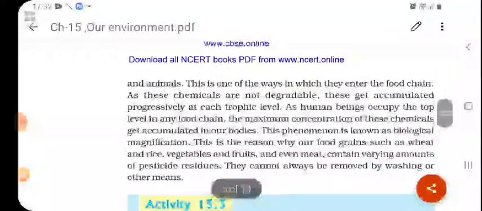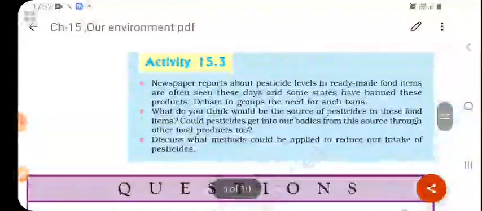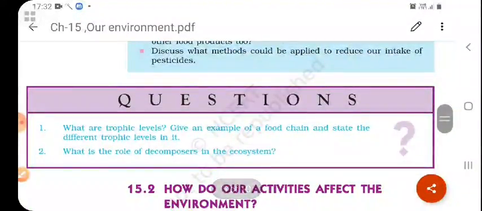So our activities affect the environment mainly. What are the non-biodegradable wastes? They can't be broken into simpler and harmless products, because the biological catalysts called enzymes cannot act upon them.